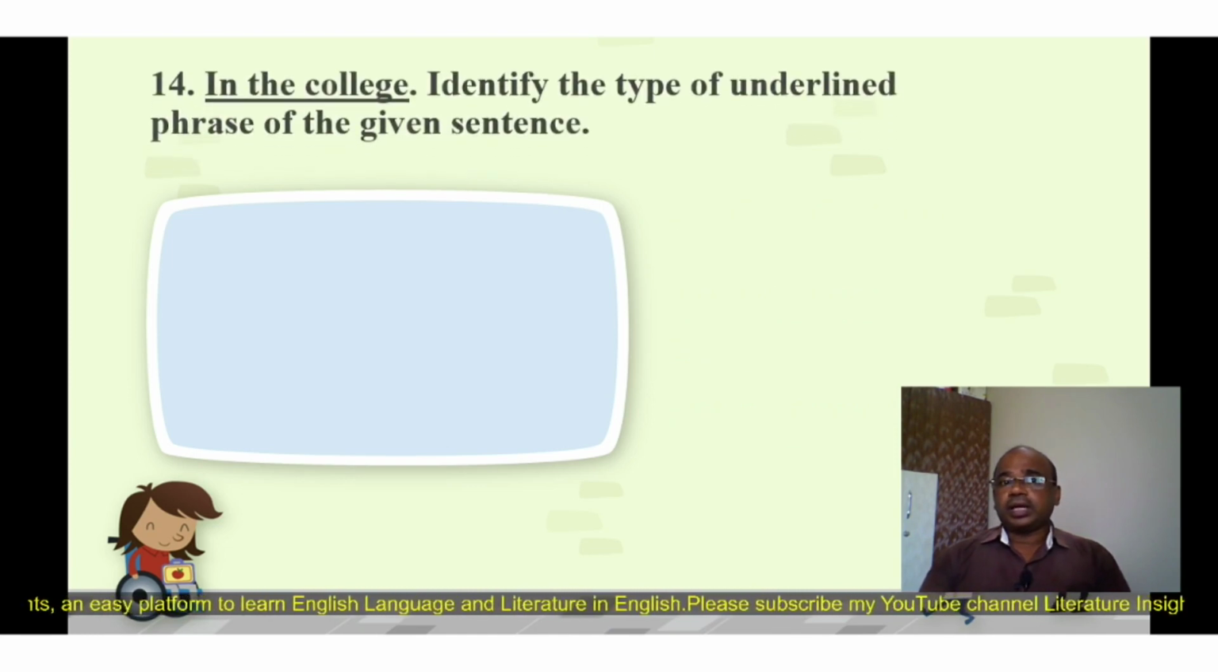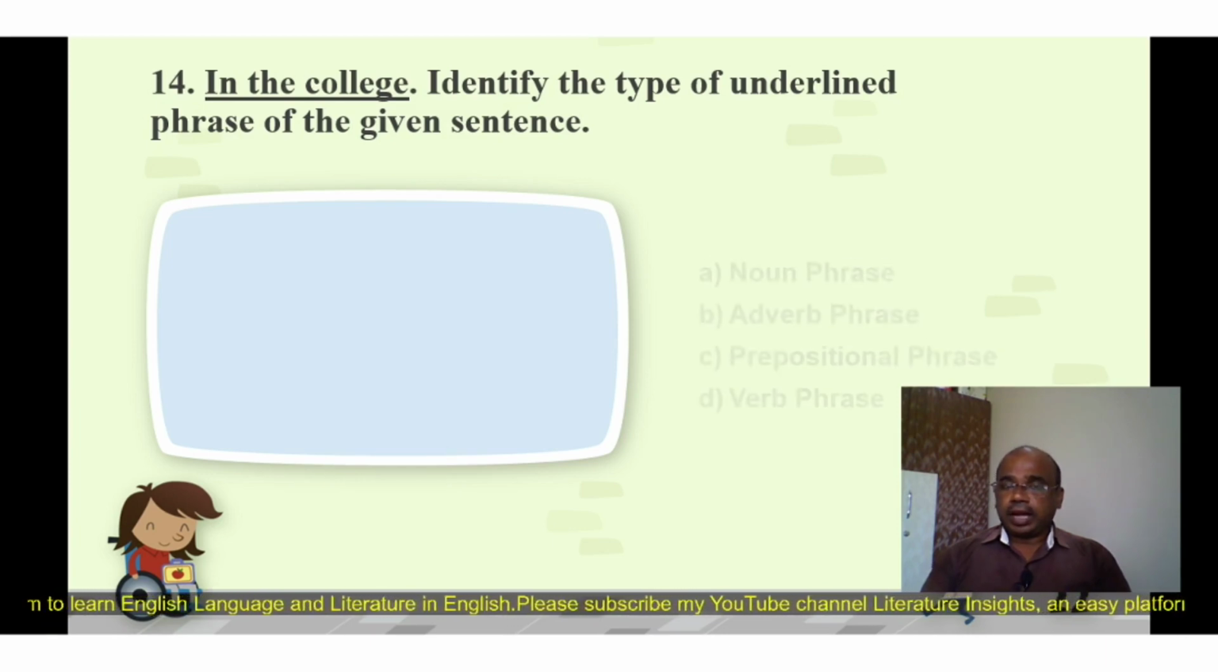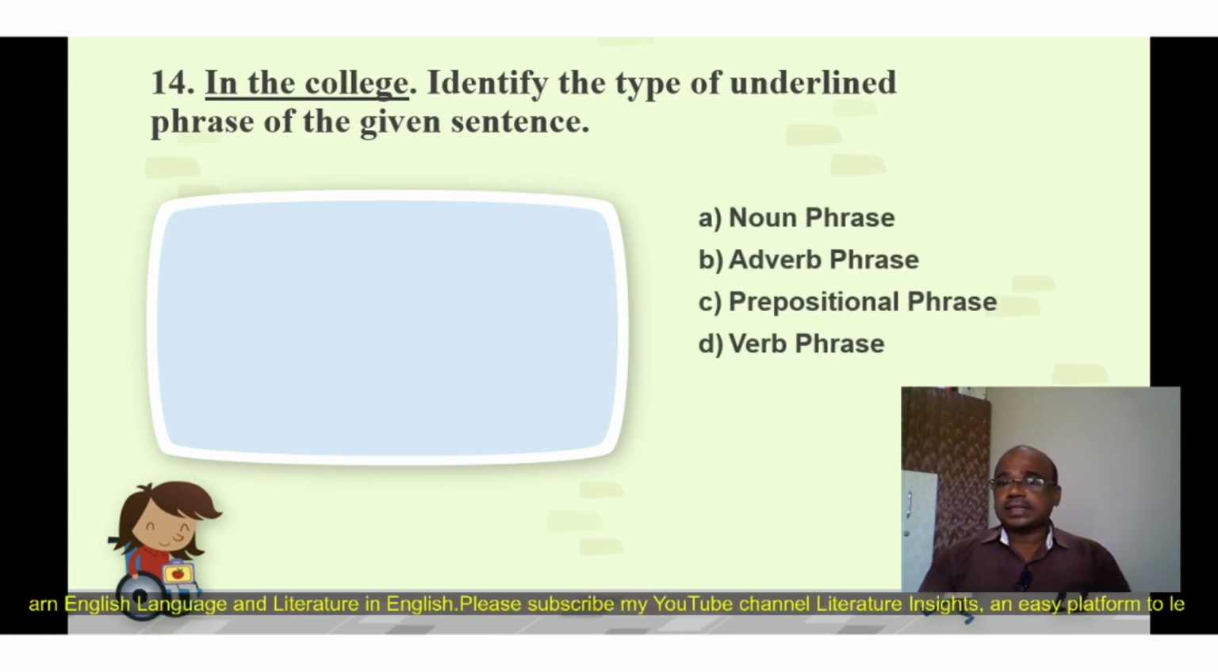Question number 14. In the college, identify the type of underlined phrase of the given sentence. And here four options: A. Noun phrase, B. Adverb phrase, C. Prepositional phrase, D. Verb phrase, and the correct answer is C. Prepositional phrase. In this sentence we can find in the college that begins with the preposition in, so it is known as prepositional phrase.